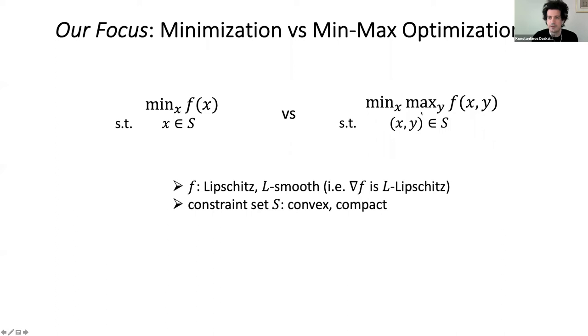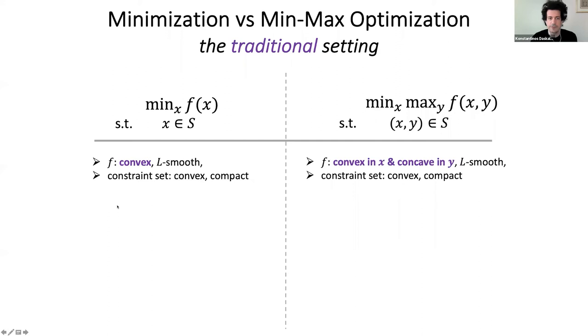So what I want to do is compare these two problems and tell you what we know and do not know about them. For my talk, I'm going to be assuming that F is Lipschitz and smooth, and I'm going to take the constraint set to be a convex and compact set. In my comparison, I'm going to start the story in the classical setting. On the left-hand side, you want to see a convex function. On the right-hand side, you want to see a convex in X and concave in Y function. That's the nice setting for these two problems.